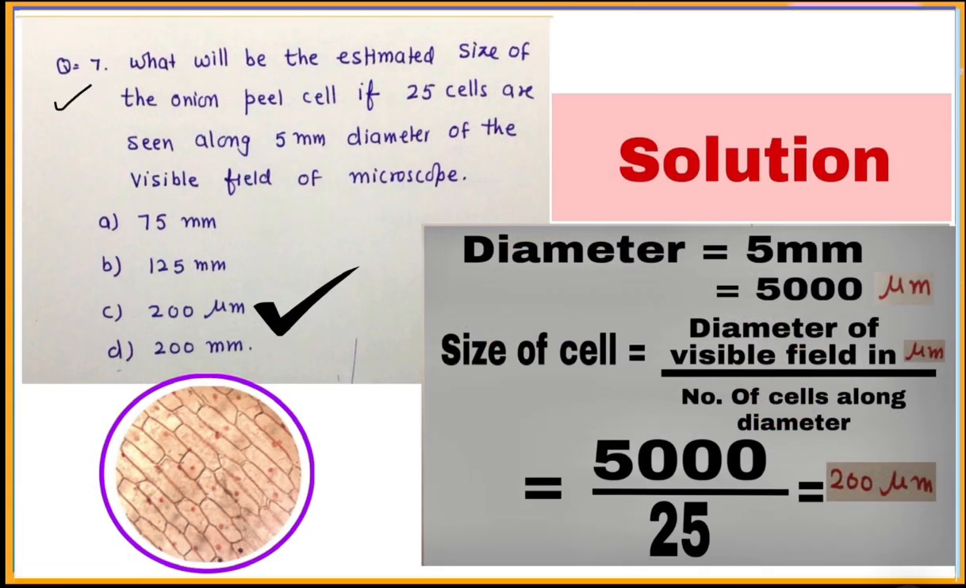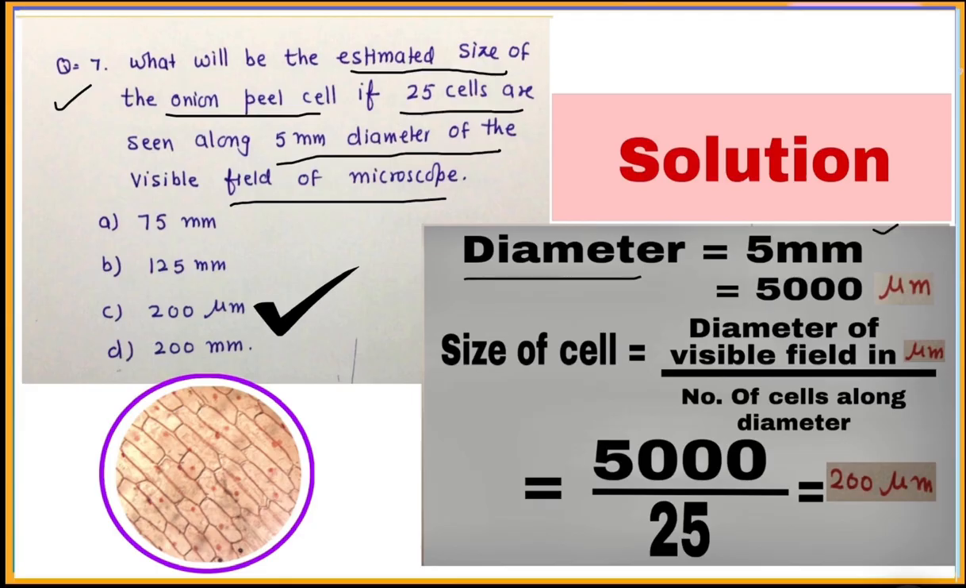Question number 7. What will be the estimated size of the onion peel cell if 25 cells are seen along 5 millimeter diameter of the visible field of microscope? So here diameter given is 5 millimeter and you have to convert it into micrometer. 1 millimeter is equal to 1000 micrometer. So 5 millimeter will be equal to 5000 micrometer.